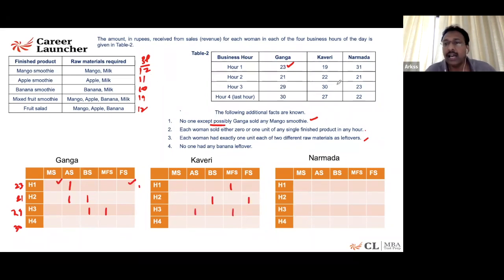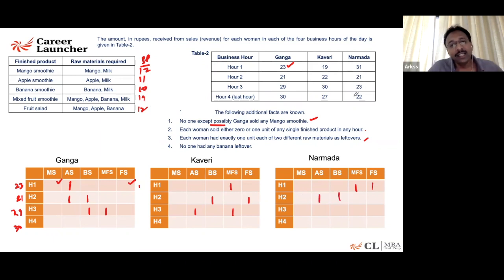MFS and AS. And 27, we'll come back to this 27 in a moment. 31, where will I get 19 plus 12? So it has to be these two. Then 21, 21 has to be 10 plus 11. Apple smoothie and banana smoothie.